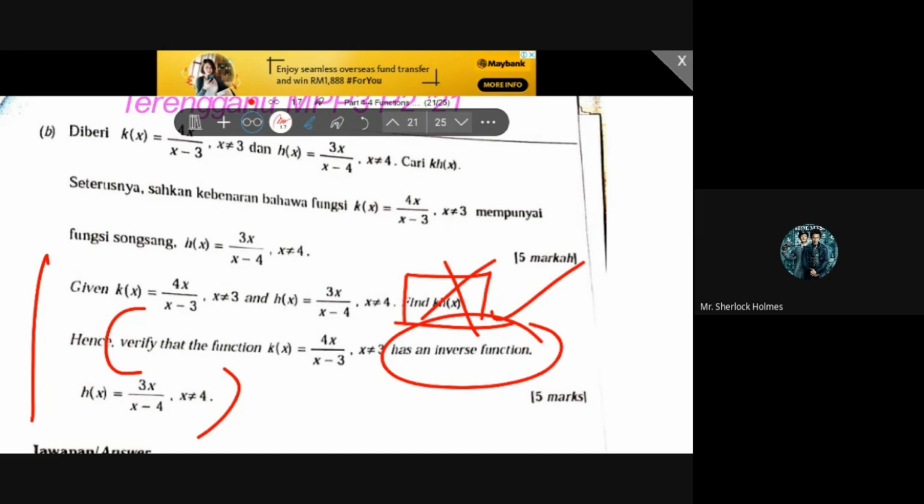What will we find? Apa yang kita akan cari dari sini? Anyone can comment. Anyone want to be a hero? Come. Try now. What will we find now? Earlier we already found KHX. What are we going to find now?